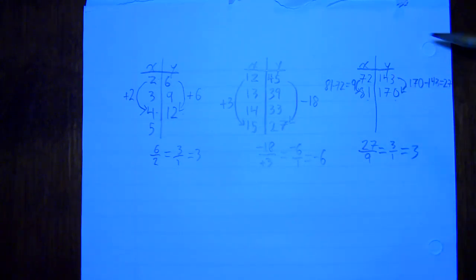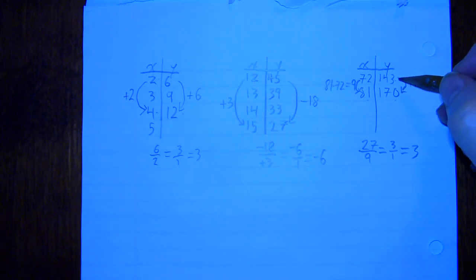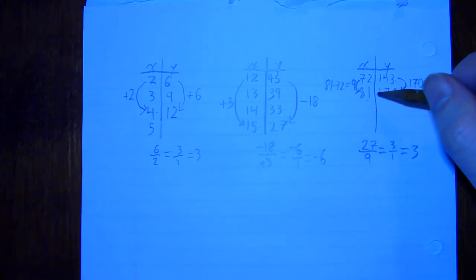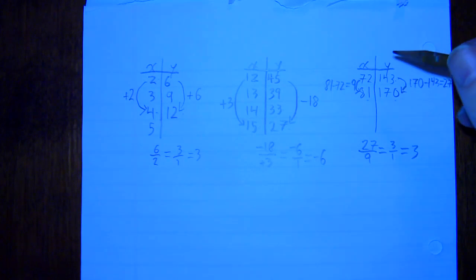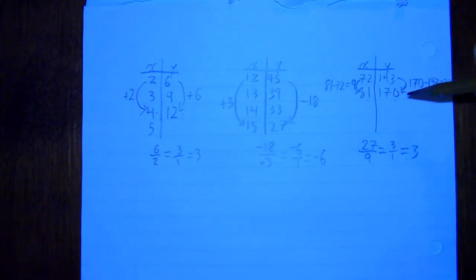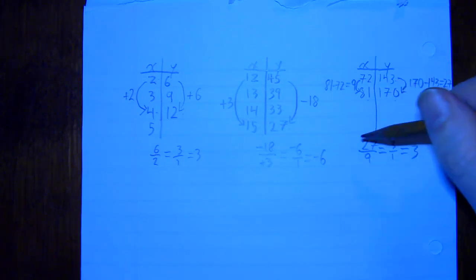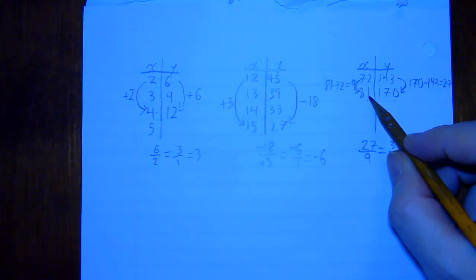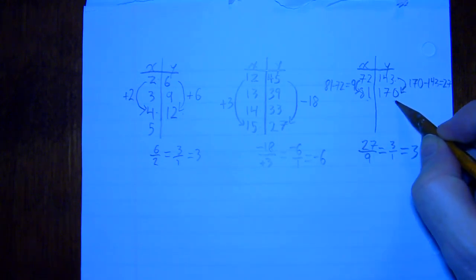Here it's a little bit longer to do it, but we could say, okay, for 73 it would be 146. For 74 it would be 149. For 75 it would be 152. For 76 it would be 155. For 77 it would be 158. For 78 it would be 161. For 79 it would be 164. For 80 it will be 167. And for 81 it will be 170.